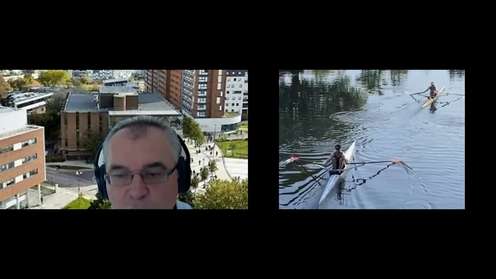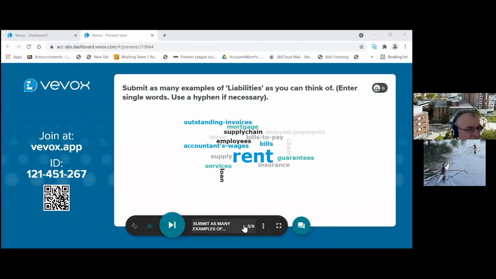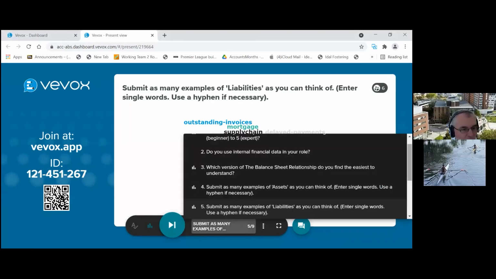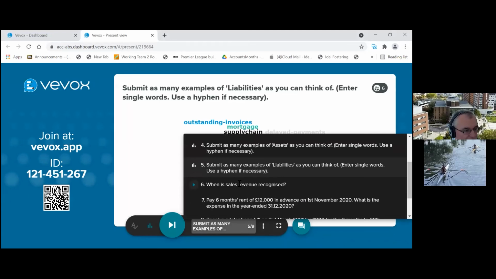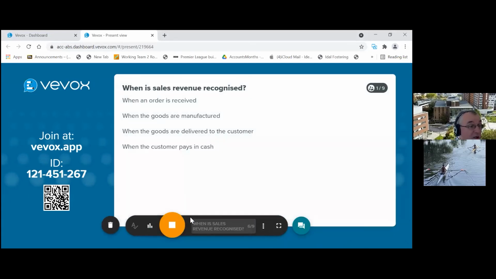So is it when an order is received? Is it alternatively when the goods are manufactured? Is it when the goods are delivered to the customer, or is it when the customer pays in cash? So I've launched the Vivox poll. A reminder, this is anonymous, so there's really no penalty here for guessing. So have a guess even if you're not sure, and I'll give you a few more seconds to see what you've come up with.